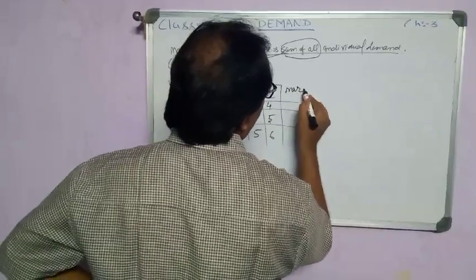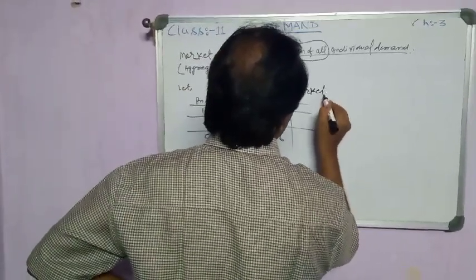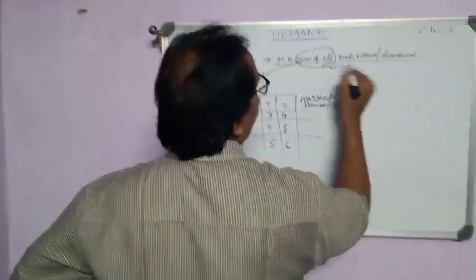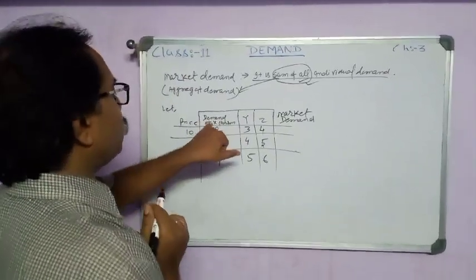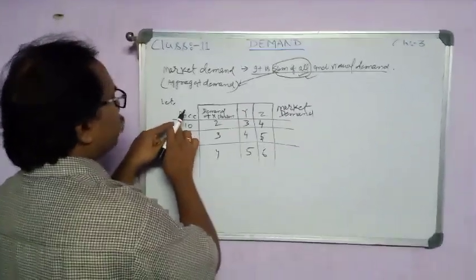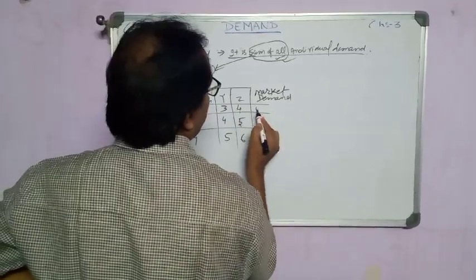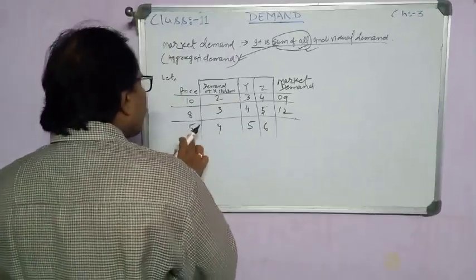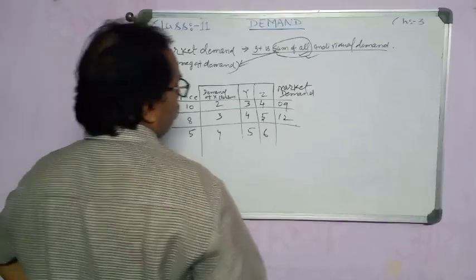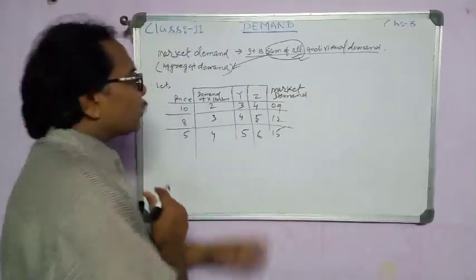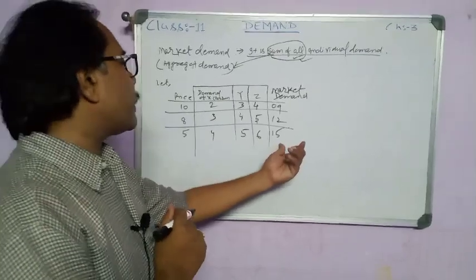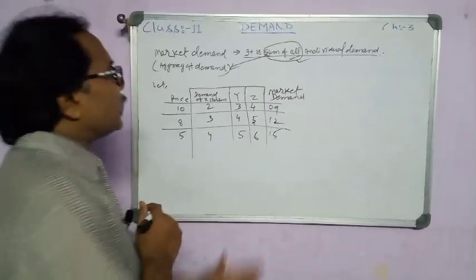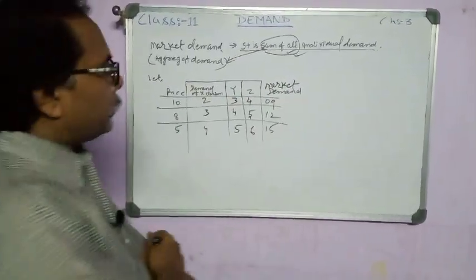And that is the market demand. So what is the market demand? As I told you, the sum of all individual demand. So the individual demand of X, Y, Z: when the price is rupees 10, the total demand is 9. When the price is 8, the total demand is 12. And when the price is rupees 5, the total demand is 15. So 9, 12, 15 we have derived by adding the individual demand of X, Y and Z. So in this way we determine the market demand.